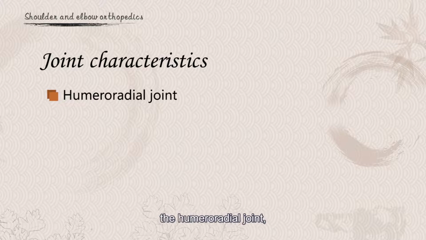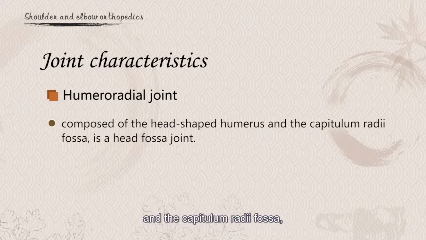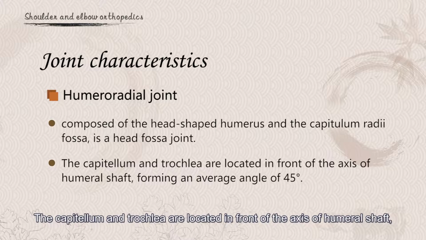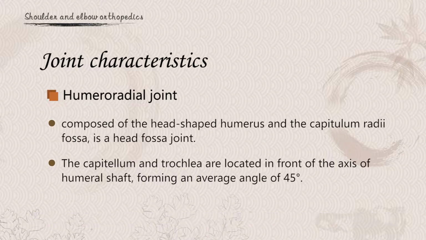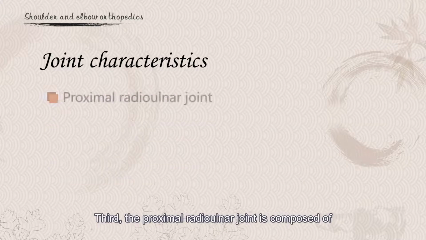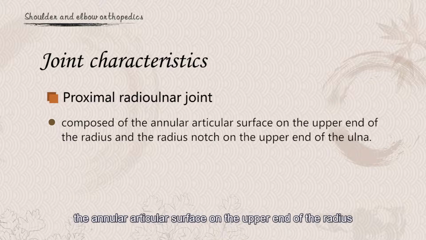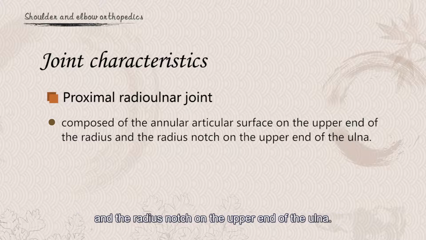Secondly, the humeroradial joint, which is composed of the humeral capitulum and the radial head fossa, is a ball and socket type joint. The capitulum and trochlea are located in front of the axis of the humeral shaft, forming an average of 45 degrees. Third, the proximal radioulnar joint is composed of the annular articular surface on the upper end of the radius and the radial notch on the upper end of the ulna.